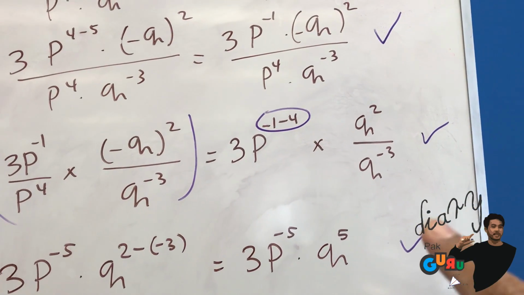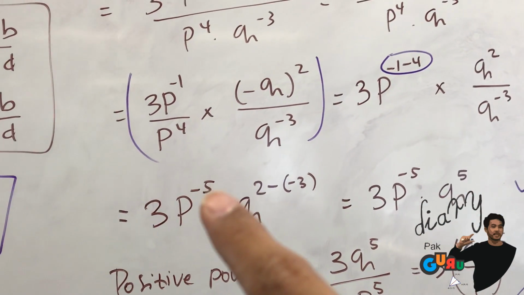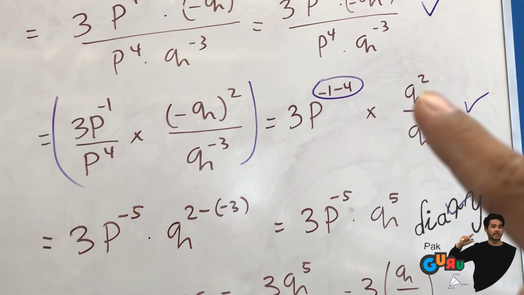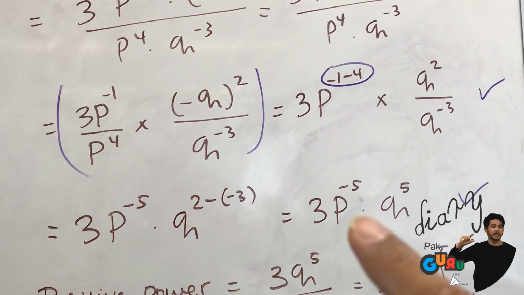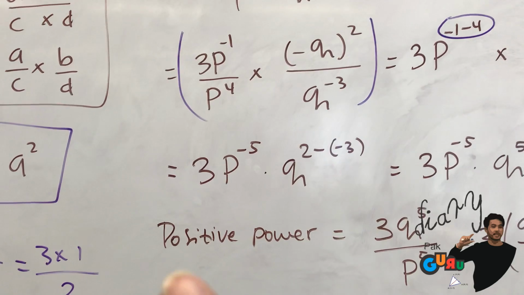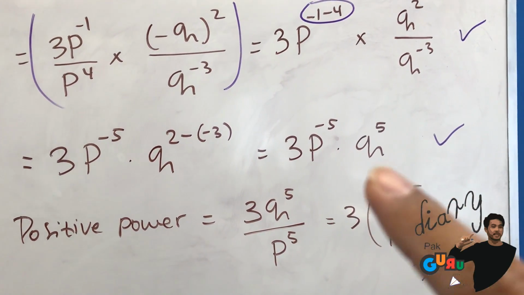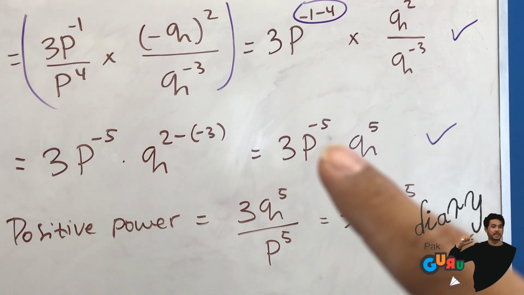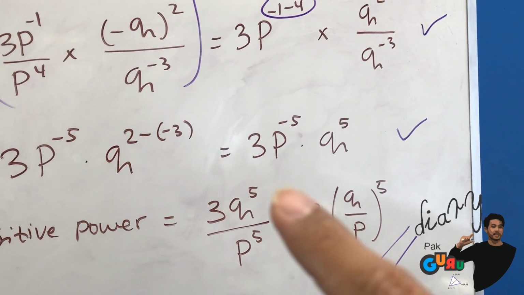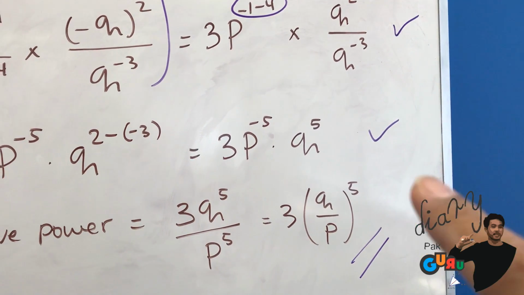So we move again to this part, we combine q and we combine p. Then we have 3p to the negative 5, and then q to the power of 2 minus 3. And then we have 3p to the negative 5 times q to the fifth. And remember, the question is asking you to make it a positive power, so we have 3q to the fifth over p to the fifth, because the negative power we move to the bottom and then it becomes positive. And then by simplifying this part, you will get 3q over p to the power of 5.